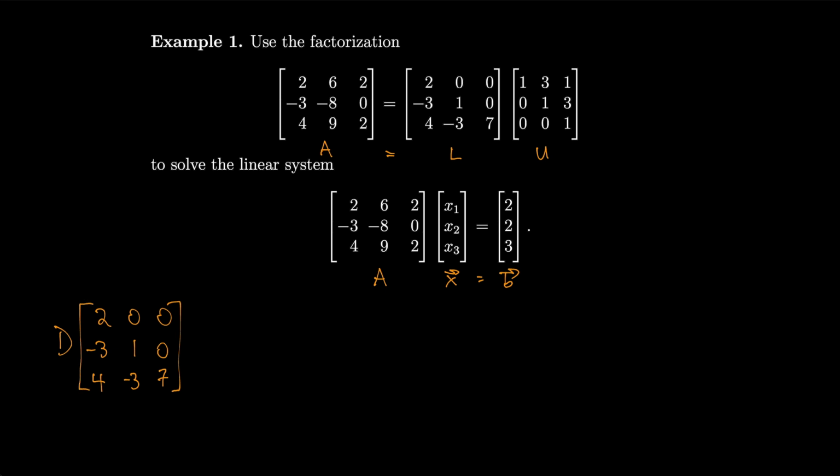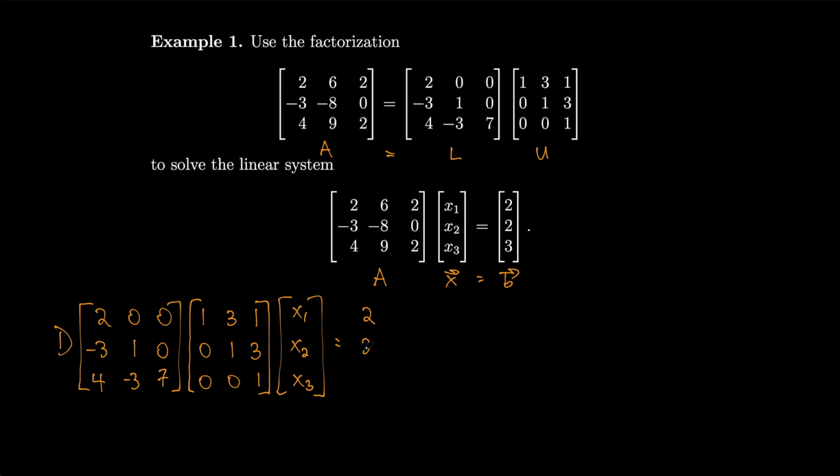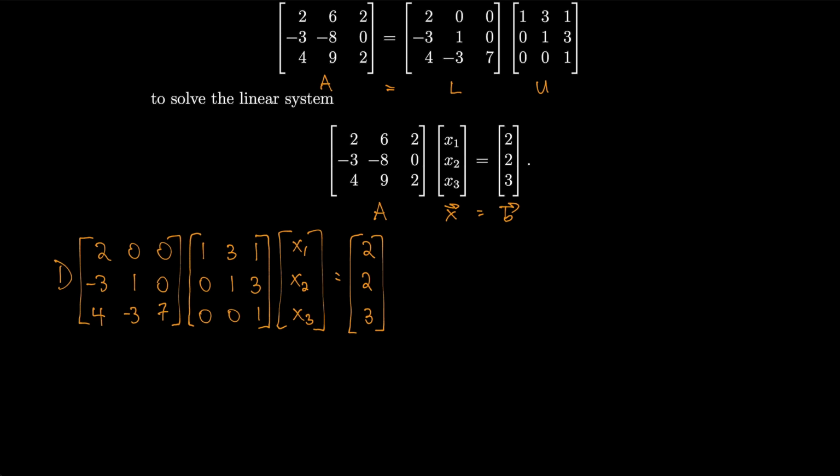Then we need to multiply by U. So that's 1, 3, 1, 0, 1, 3, 0, 0, 1. We then need to multiply by X and set that equal to B. So that's step 1 out of the way. We have LUX equals B.